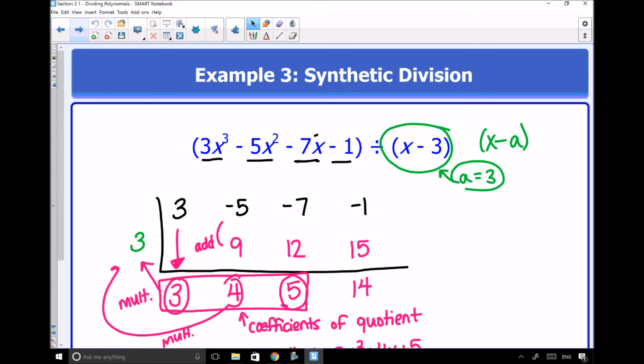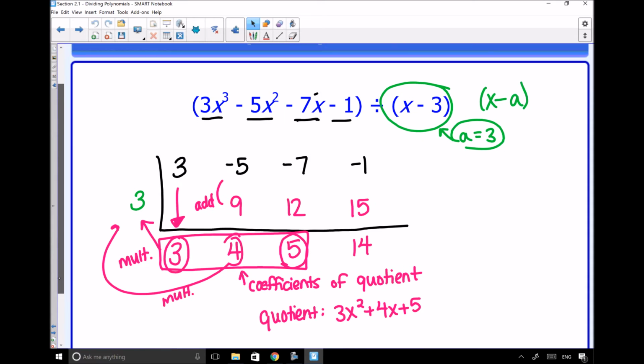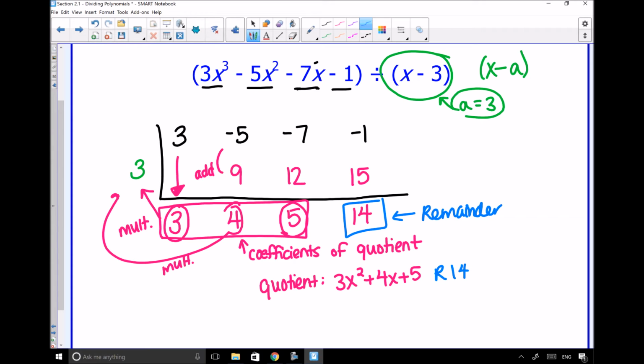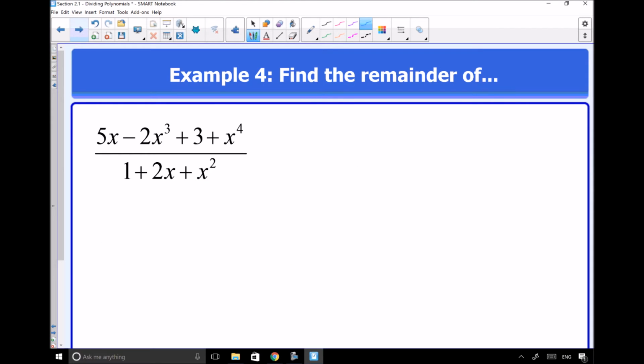So let's see what we got when we did our synthetic division. We also got 3x squared plus 4x plus 5, and we still had our remainder of 14 right here. Okay, so that's another way that we can do this. But remember, we need the factor to be in the format x minus a. Okay, so let's go ahead and do this question right here.